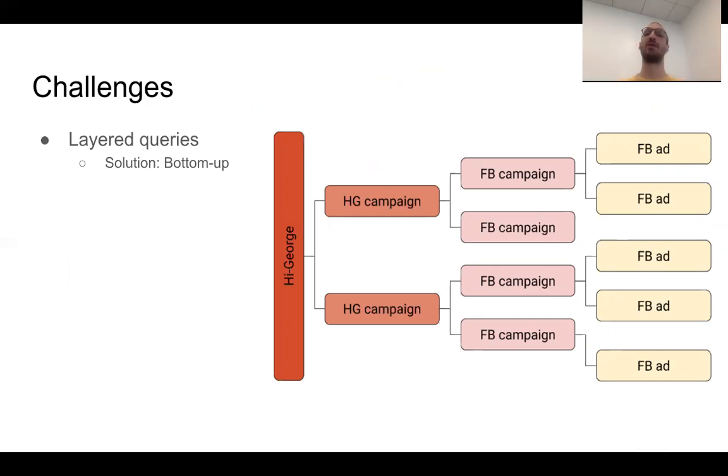The other challenge was the layered structure of the queries. HiGeorge platform is made out of different HiGeorge campaigns. Each HiGeorge campaign is made out of different Facebook campaigns, and each Facebook campaign is made out of different Facebook ads. So instead of starting from the HiGeorge platform and building these layers afterwards, I just made sure that I can query one Facebook ad for the ad insights of that specific ad, and then I built on top of that, which is the bottom-up approach.